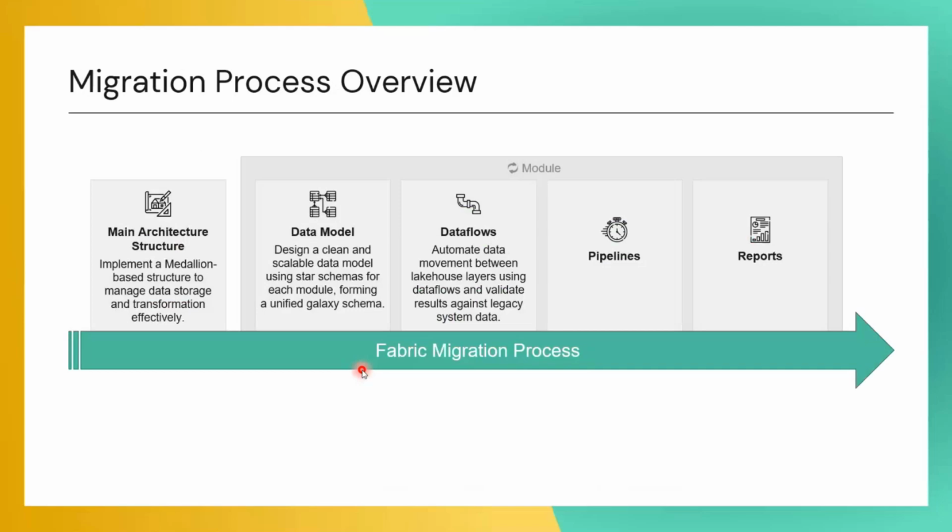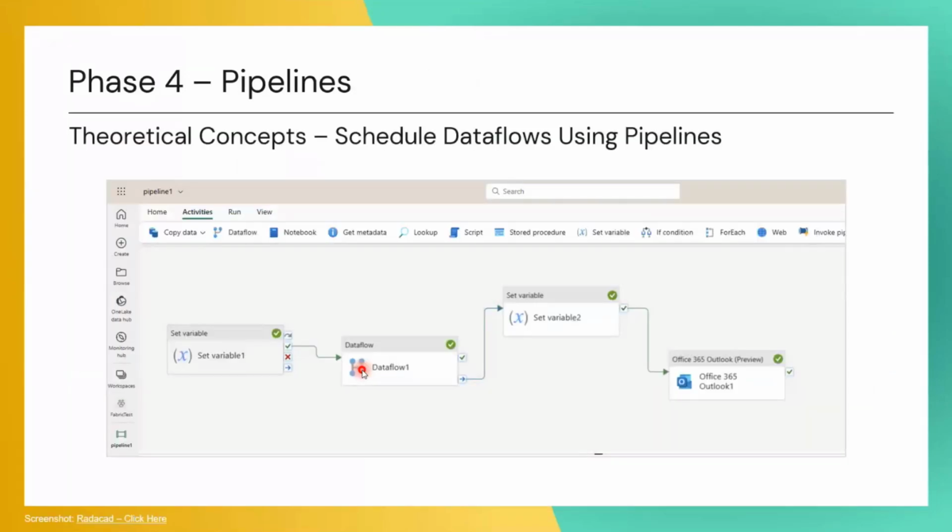To summarize this, data flows automate the data movement between the lakehouse layers and validate results against legacy system data. The validation is an important step. Once you've finished the data flow, make sure that you compare it to the legacy system to make sure that the output is the same. Now we have our data flows, and I bet that you don't want to refresh them one by one. But luckily we have pipelines to orchestrate that.